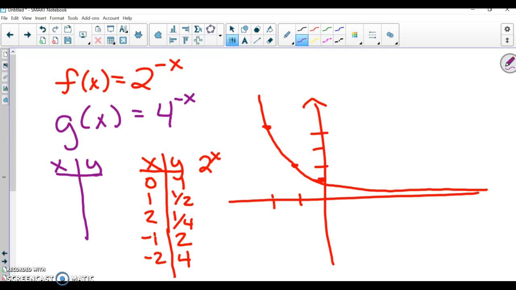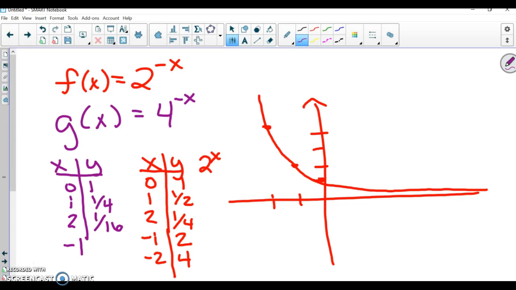So let's take a look at g of x. We know 0 always yields a 1 as a power. X of 1 gives 4 to the negative 1, which is 1 over 4 to the first, or 1/4. X of 2 gives 1 over 4 to the second, 1/16. We can see things getting very tiny, much faster. And let's put some negative values in there.